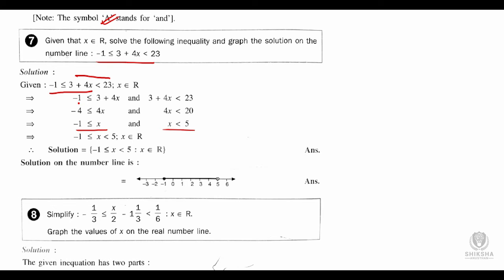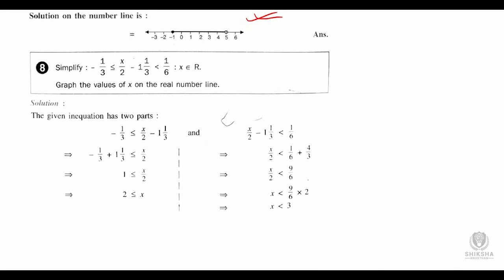Now we need to place it together. As x is less than 5 and minus 1 is less than or equal to x, we always need to frame it in such a way that x comes in between. So we get the lowest and the maximum range of x. Now the solution set is this, and as it is a real number, we need to darken the whole line. Minus 1 will be included, but 5 will not be included. Hope it is clear. And same goes in this question as well.